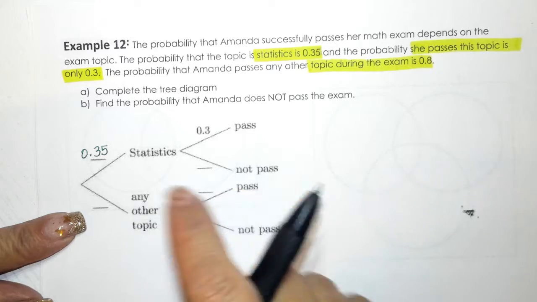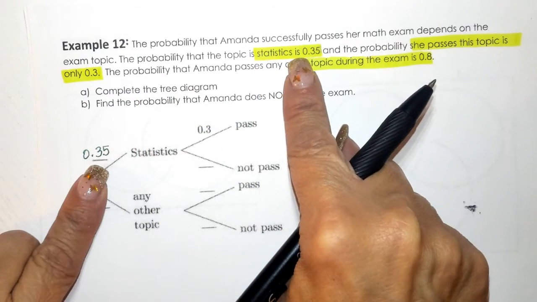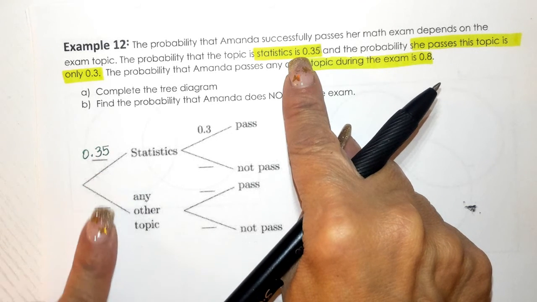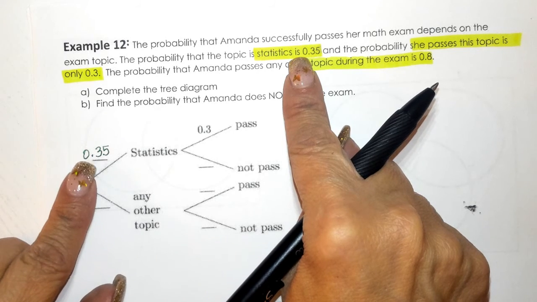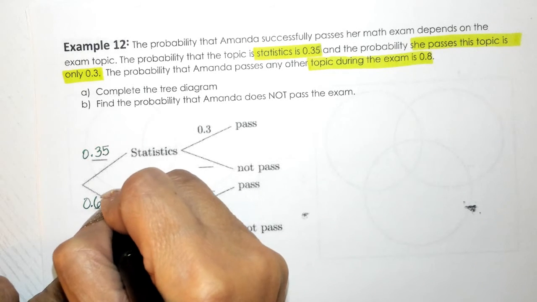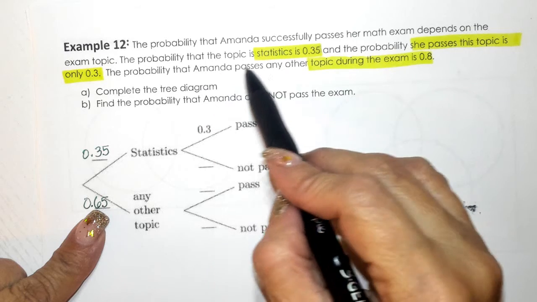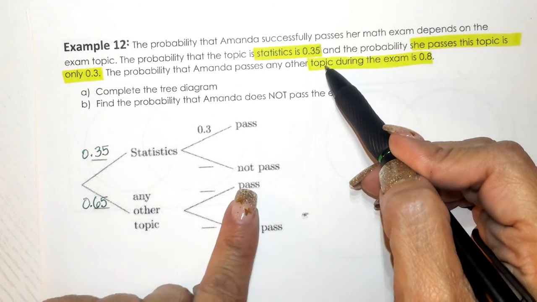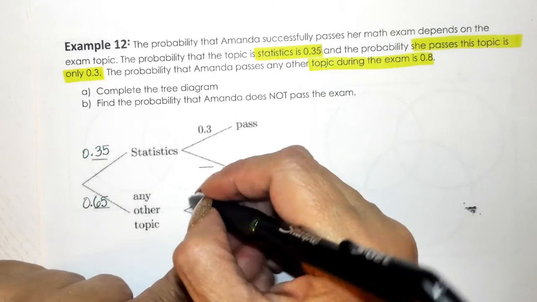So that was here, right? Let's make sure we did it right. The probability that the topic is statistics is 0.35. So if this is 0.35 and I know that the tree branches add up to 1, let's do 1 minus 0.35 in our calculator, and we're going to get 0.65 here. Now, the probability that Amanda passes after she got any other topic is 0.8.